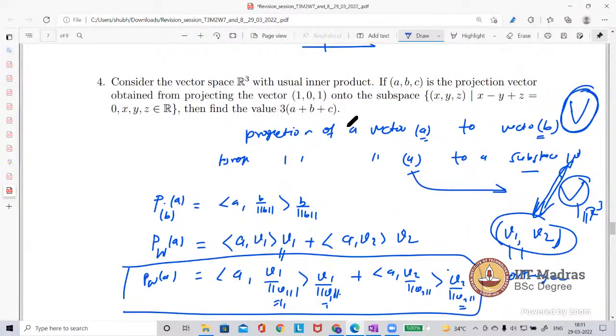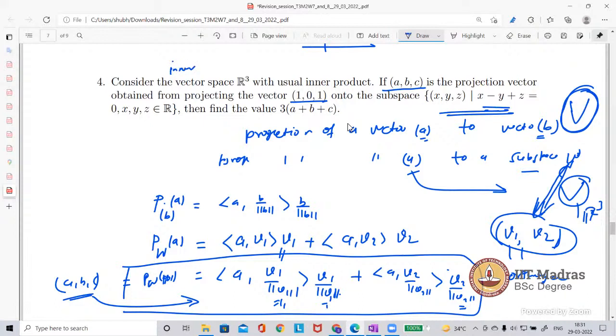Now let's do our question here. We want to find what is that? If ABC is the projection of the vector 1, 0, 1, it means ABC is what we get after projecting. We got this after calculating this whole thing. A is your 1, 0, 1, projected on the subspace, which is given like this. These are the subspace, vector space.